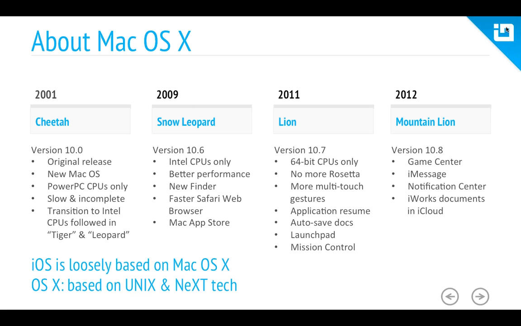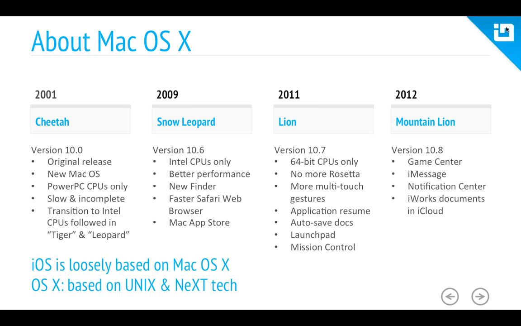Now, in terms of iOS, where does it come from? It's not an operating system that was built from scratch. It's actually an operating system that was loosely based on Mac OS X itself. As an iOS developer, you're going to be playing a lot with Mac OS X, because it's the operating system running on the Mac machine that you'll be using for development. OS X itself is based on Unix and NeXT technology.